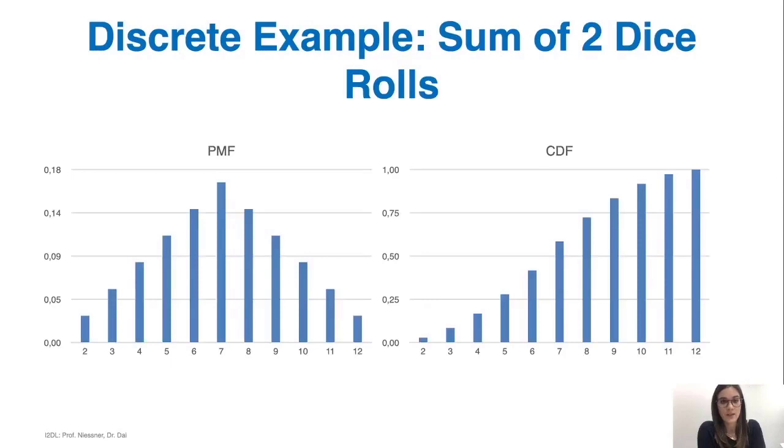Okay. Now we have one example of a PMF and a CDF. So this is the discrete case if we have a look at the sum of two dice. So you see that the cumulative distribution function is summing up to 1, and the probability mass function is essentially giving you the probability for all of the possible outcomes, which are here ranging between 2 and 12.